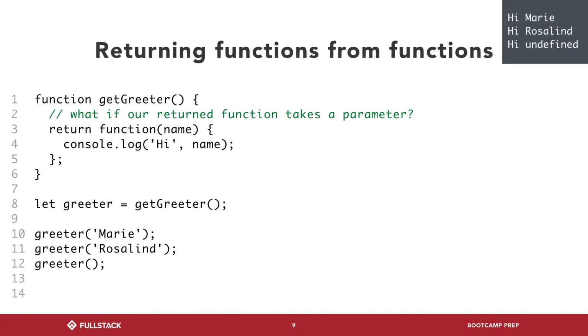Notice how here when we invoke greeter, we just pass in a name to it, and if we don't pass in any values into greeter, by default that parameter still exists. The value of it is just undefined. So when I console log out hi name, I get back hi undefined.